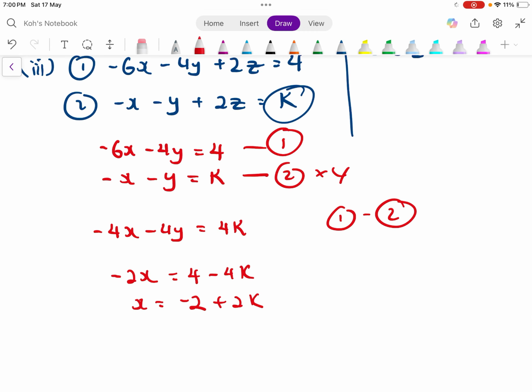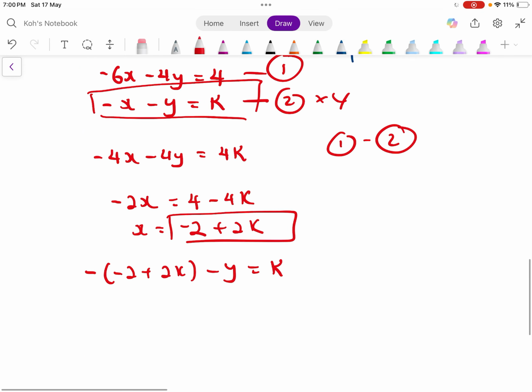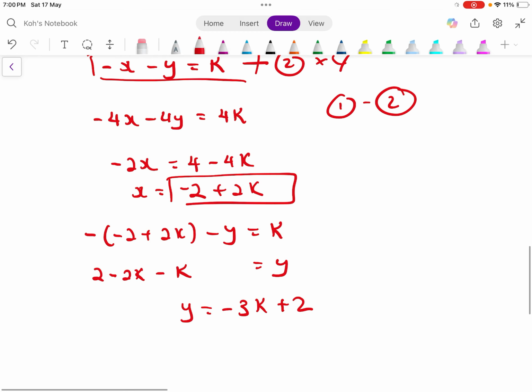Okay, what about the y value? The y value is simple. We simply use this equation. So I sub in the x value inside the second equation. So it's negative 2 plus 2k minus y equal to k. Then I make y the subject. So y is equal to 2 minus 2k, move the k to the left hand side, minus k. So the y value is negative 3k plus 2. Okay, so we got x and y. So of course z must be 0.